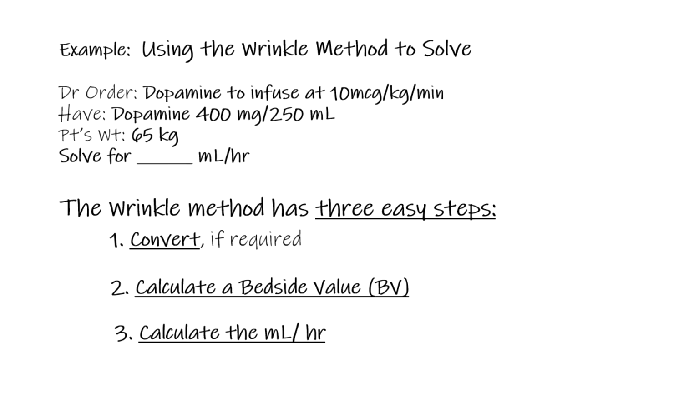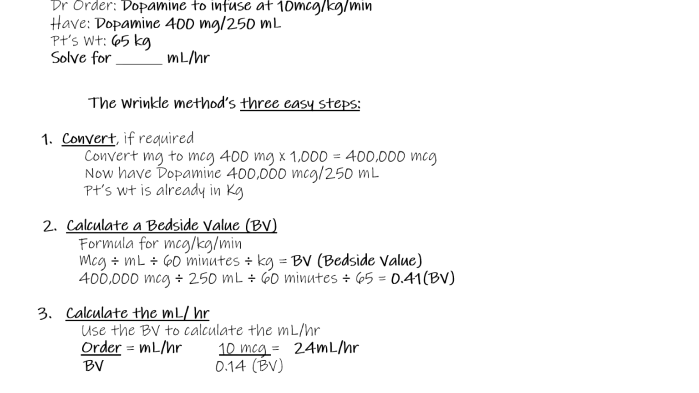So an example to solve dopamine 10 mics per kilogram a minute using the Wrinkle Method formula, we'll use 3 steps. First convert, then calculate a bedside value, then calculate a flow rate. So the problem is that we have to infuse dopamine at 10 mics per kilogram per minute, and we have 400 milligrams in 250 milliliters. The patient's weight is in kilograms, and we need to solve for a flow rate.